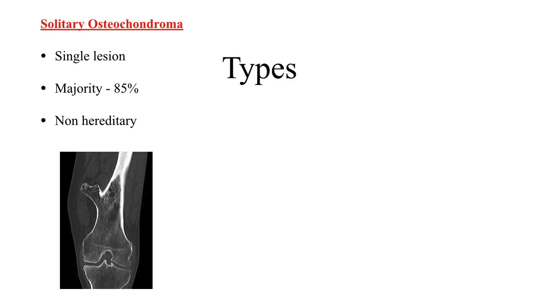There are two types of osteochondroma. The first type is solitary osteochondroma, and as the name suggests, it is a single lesion, and this type is the most common, seen in 85%, and these are non-hereditary. As seen in the CT picture, a single exostosis from the lower end of the femur.